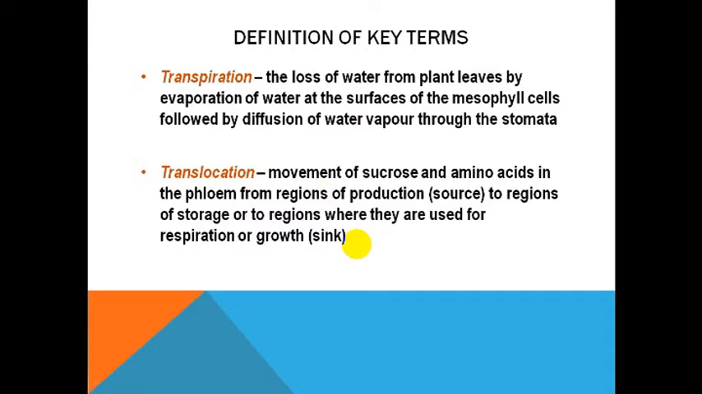For translocation, it refers to the movement of sucrose and amino acids in the phloem from regions of production, the source, to regions of storage, or to regions where they are used for respiration or growth, the sink. These two terms, the source and the sink, are important terms that everyone has to know in translocation.